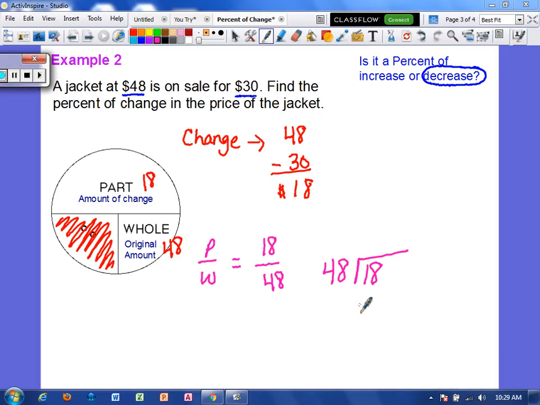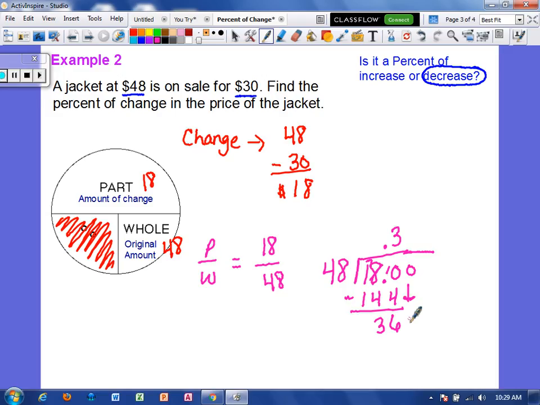Alright, 48 cannot go into 18, so I'm going to add a decimal and a 0. 48 can go into 180 3 times. And if you're not sure how many times 48 would go into 180, round 48 up to 50. 50 times 3 is 150, so 48 times 3 should be pretty close to that. And that would actually be 144. So we can't do 0 minus 4, we borrow from the 8. 10 minus 4 is 6, 7 minus 4 is 3. So we get 36 left over, and that is less than what we're dividing by. So we know that 3 is the maximum amount it could go into 180.